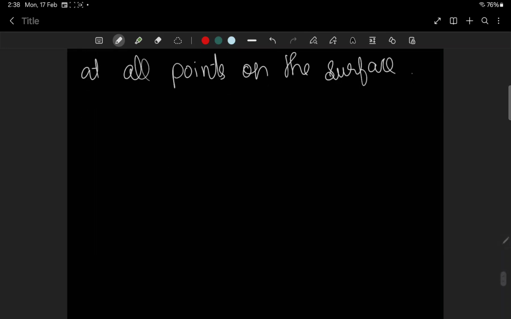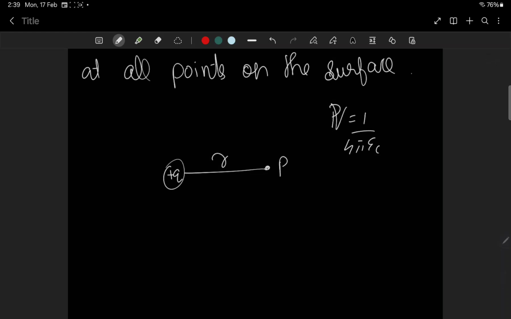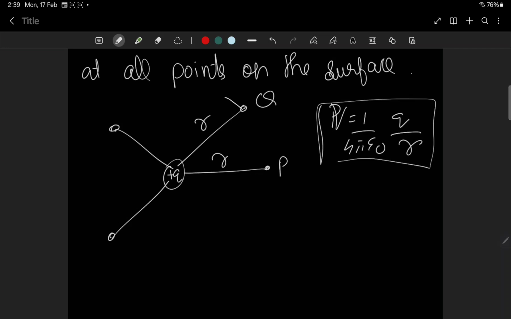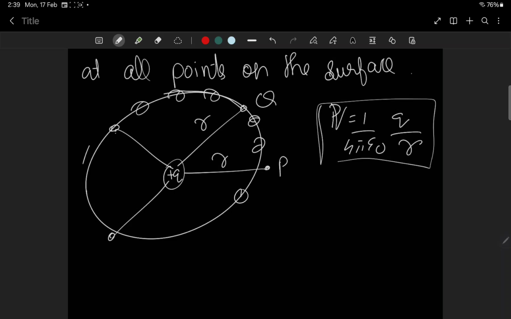Look, I have a charge plus Q. I am taking a point R distance from here. At this point, the potential is given by V is equal to 1 by 4 pi epsilon 0, Q by R. If I take any point R distance from Q, the equation will be the same. The potential will be the same. If I join and draw the locus of all these points, what am I getting? I am getting a circle. So all points lying on this circle have the same potential.